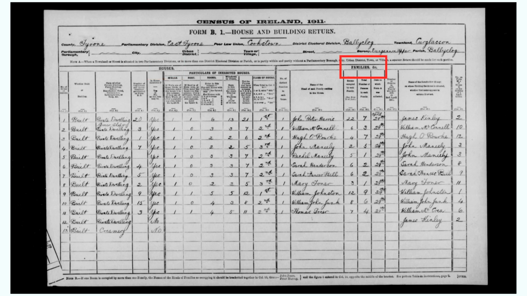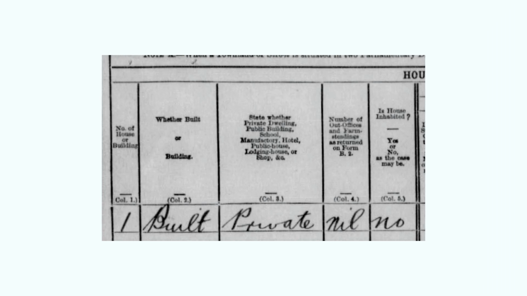The houses section was further divided into general information and the particulars of inhabited houses. In the general section, the first column is the number of the house or building, as recorded in the top right corner of the household return. The second column recorded whether the house was already built or in the process of being built. The third column asked the enumerator to state what type of building it was, giving as specific examples private dwelling, public building, school, manufactory, hotel, public house, lodging house, or shop.